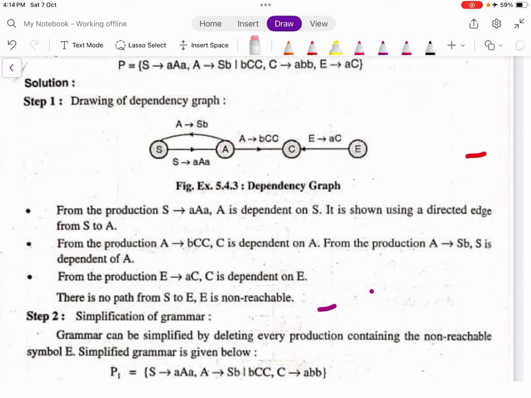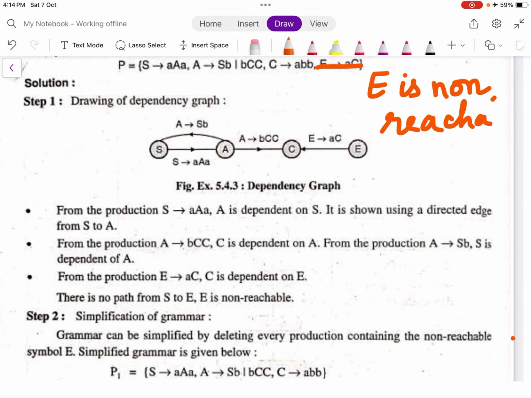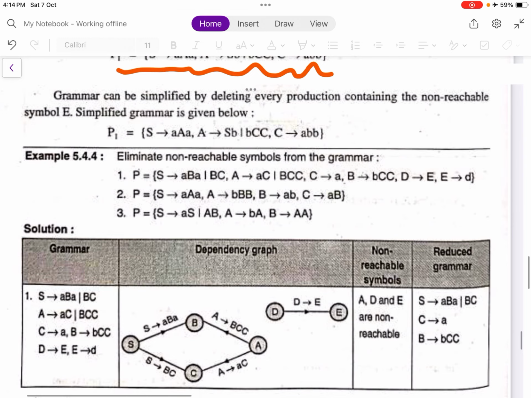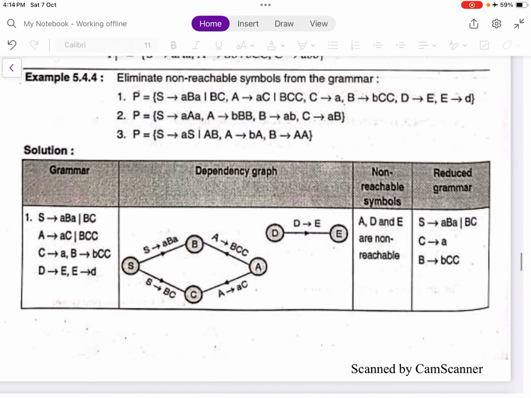So this is also clear. So in simplification, we'll remove the productions having E, because E is non-reachable. So your simplified grammar will have no productions containing E. Let's see one more example. Eliminate the non-reachable symbols from the grammar.